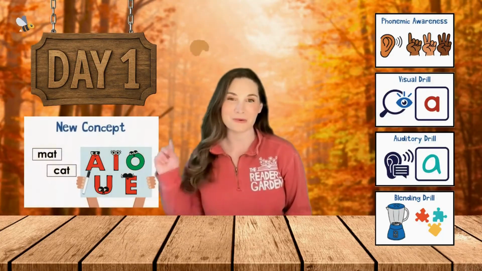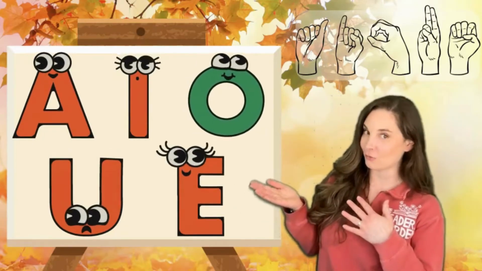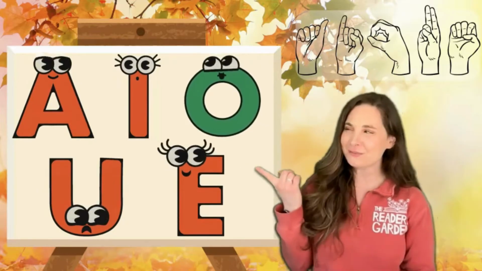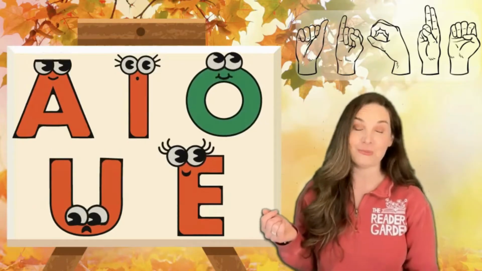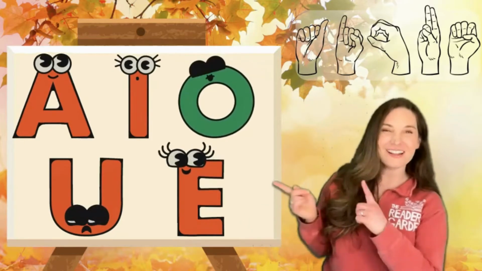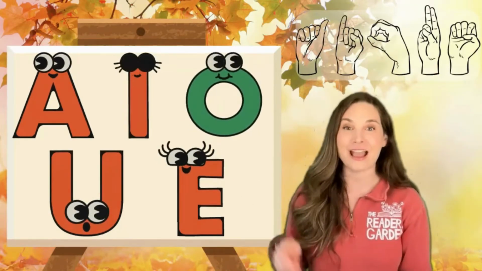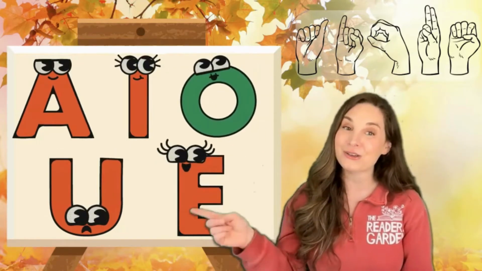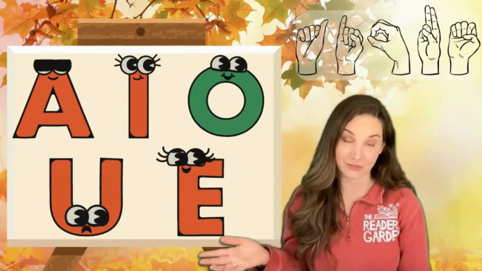So let's get started with our new concept. Hello, readers, and hello, all my letters here. Well, not all my letters, but all of my certain type of letter. What type of letter do we have over here? Well, a lot of them are red, that's true, but we have consonants? No, these are vowels. We have all the vowels that we've been talking about. We have our A, our I, our O, our U, and our E, and they're in the order that we've talked about them so far.